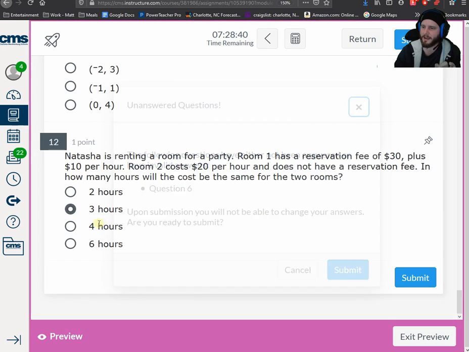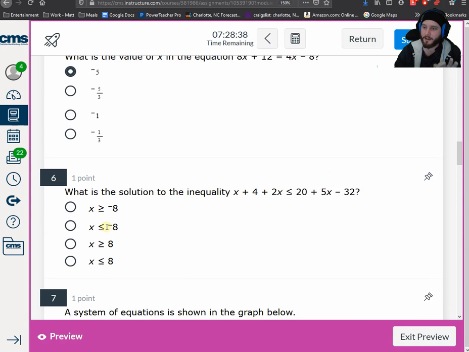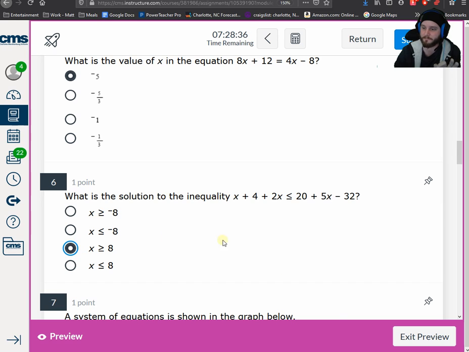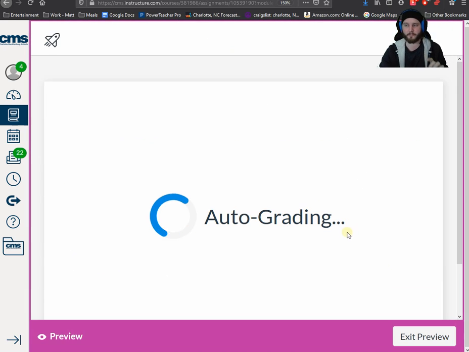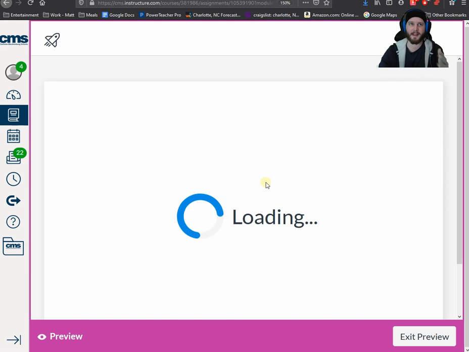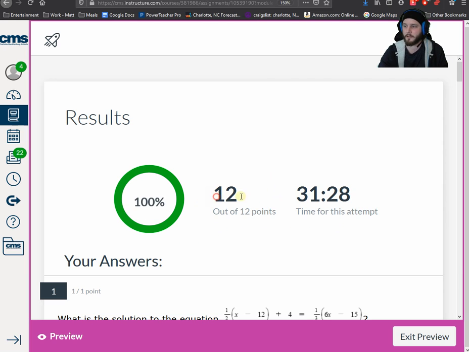Let's check and make sure that I didn't mess up the answer key, because I do that a lot. And we'll make sure that this says 12 out of 12, which means that there were no errors. 12 out of 12, no errors, no typos. Took me about 31 minutes. That's including me stopping to explain how to do each problem. So it should take you guys roughly 30 to 40 minutes as well.